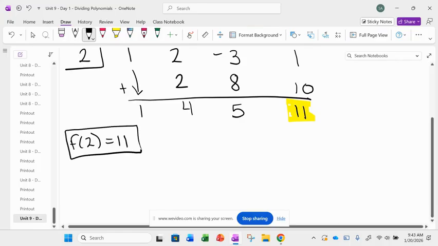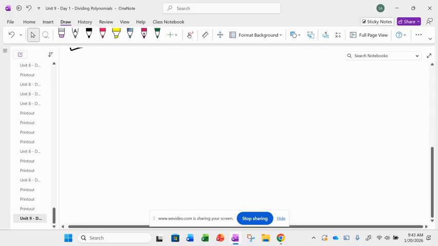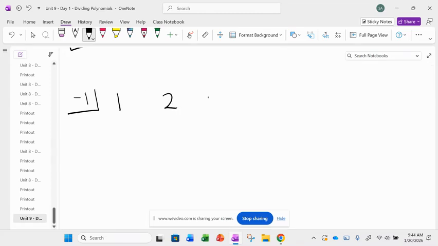All right, but they didn't ask us just to find f of 2. What else were we asked to find? F of -1. So this time I put -1 in the box. Same coefficients. What if there was a variable or an exponent missing? What would I have to put for that placeholder? 0. Perfect. So we're going to bring down that 1.